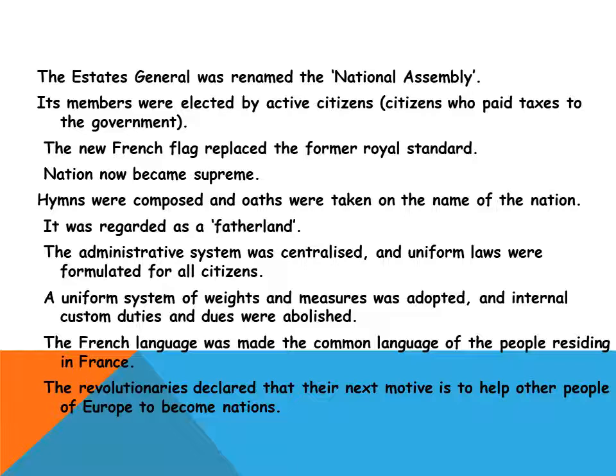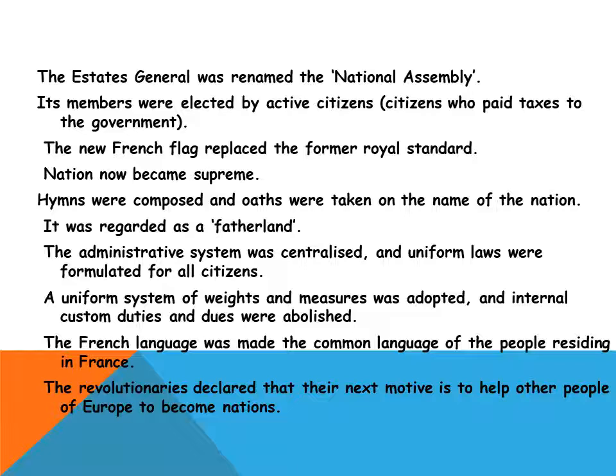The Estates General was renamed as the National Assembly. Its members were elected by active citizens, that is, citizens who paid taxes to the government. The new French flag replaced the former royal standard. Nation now became supreme. Hymns were composed, and oaths were taken in the name of the nation. It was regarded as the fatherland.